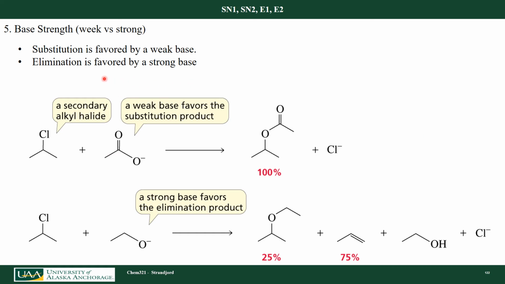How about that base strength? If I look at certain alkyl halides, here is a secondary alkyl halide. This is a carboxylate, which is considered a weak base. I have 100% substitution reaction. So a weak base typically favors substitution, whereas a strong base typically favors elimination. So if I take the same alkyl halide and I put in ethoxide, I tend to favor the elimination reaction rather than the substitution reaction.